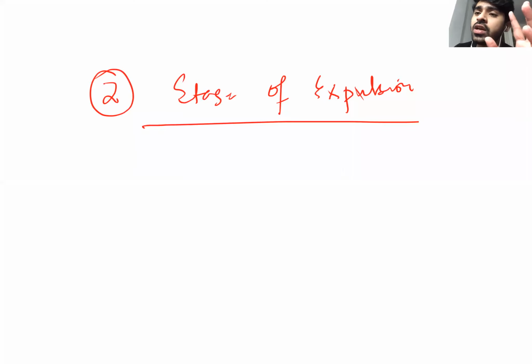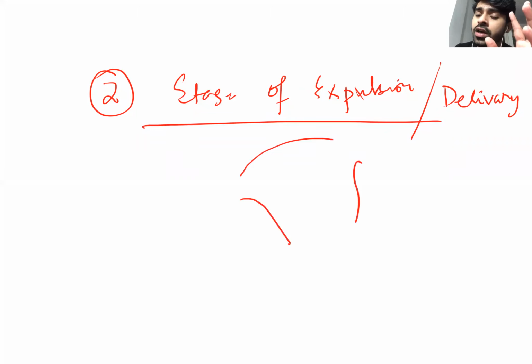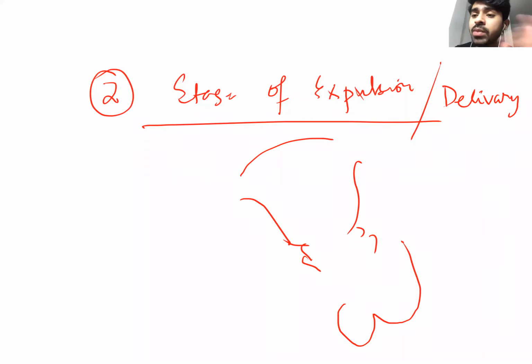Stage of expulsion, or this is called stage of delivery. Now what will happen? Suppose this is the uterus, this is the cervix, this is the vaginal canal. The baby is right now outside the birth canal. It's not inside the birth canal, it is outside the birth canal. This is called stage of expulsion.